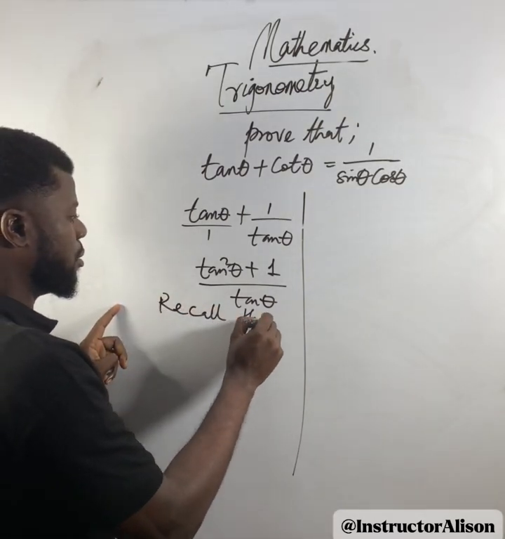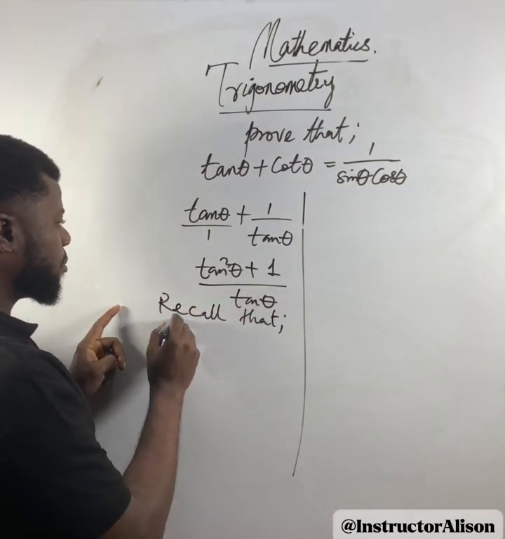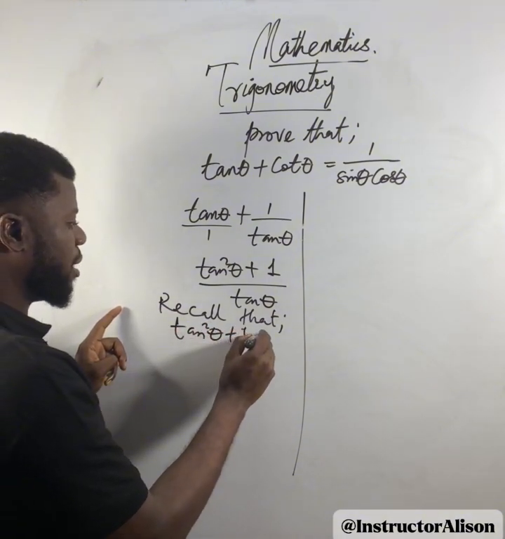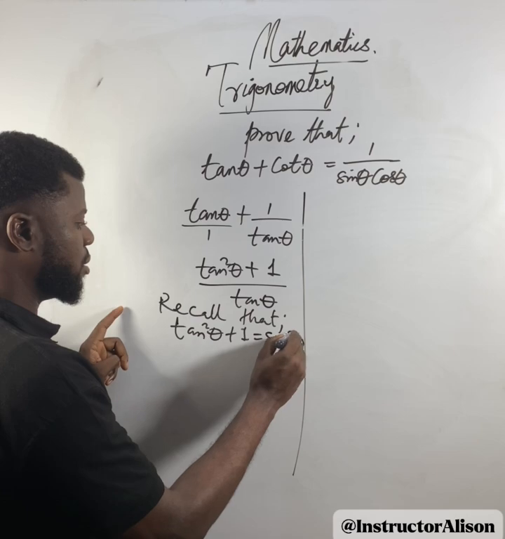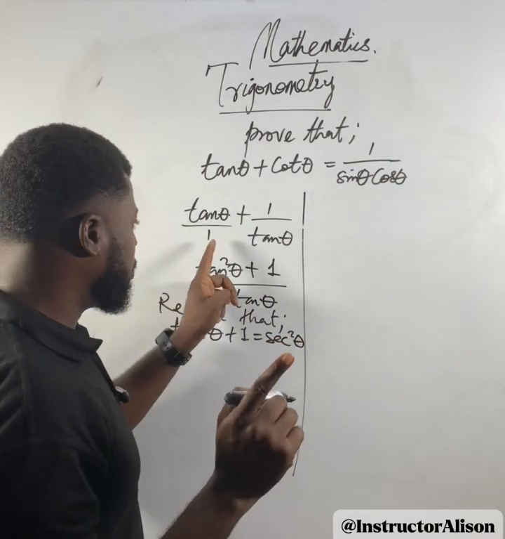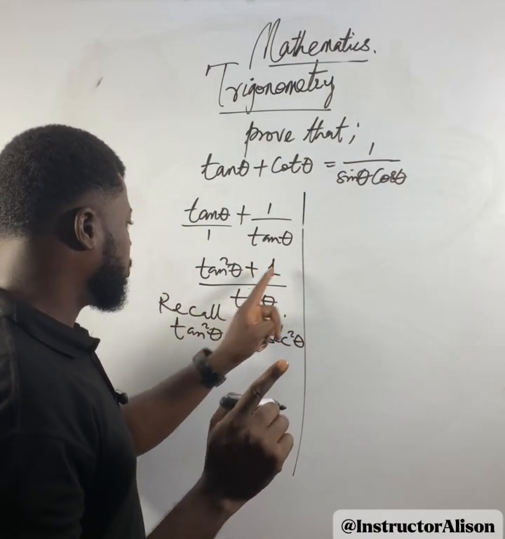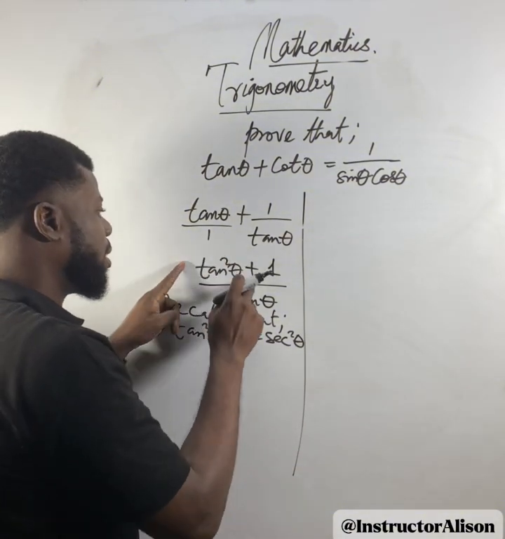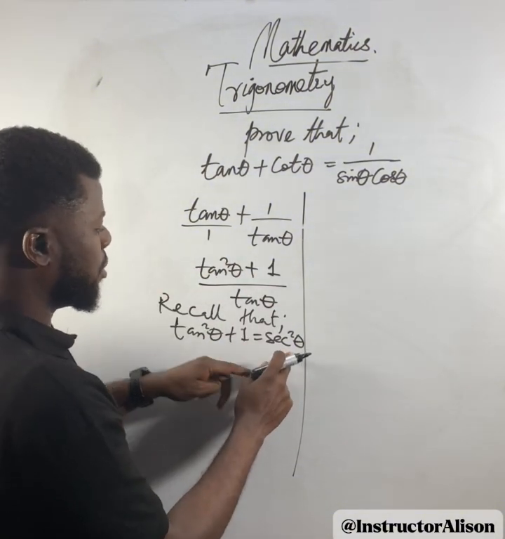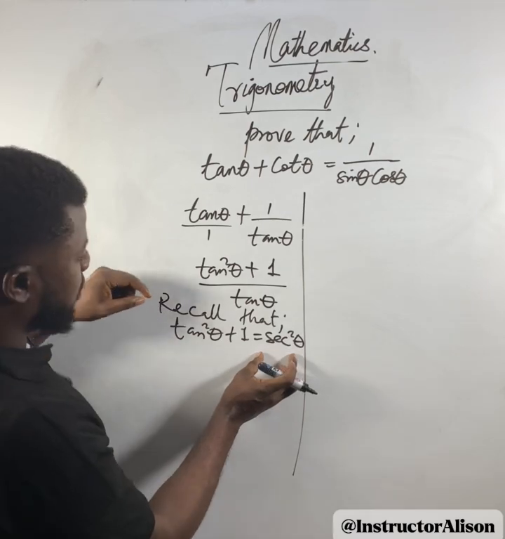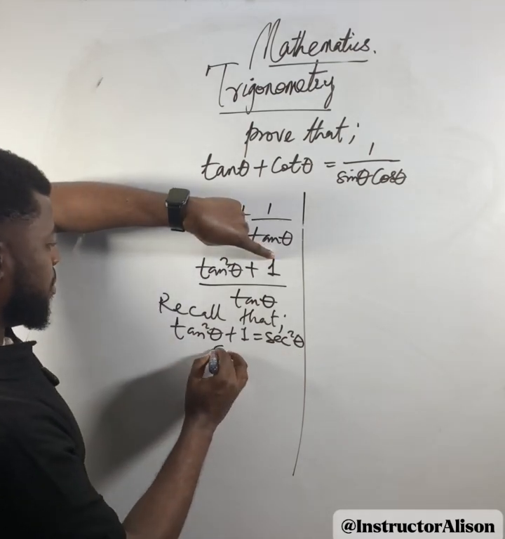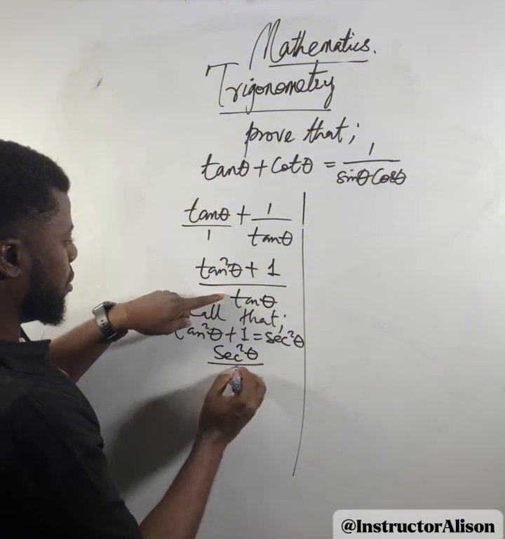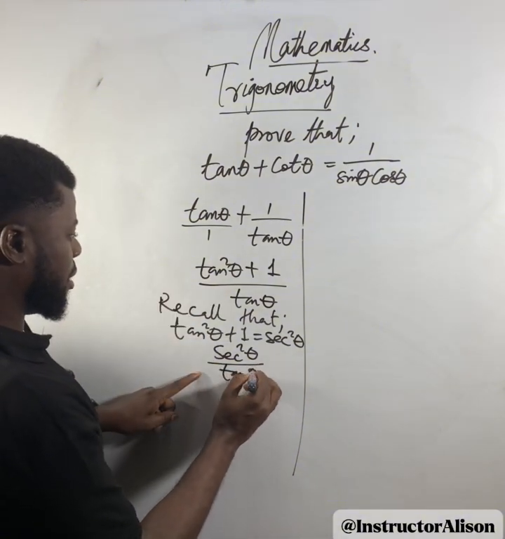Recall that tan square theta plus 1 formula equal to sec square theta. That means tan square theta plus 1 will give you sec square theta. Now that means in place of tan square theta plus 1, I will replace am with this sec square theta, because this one will give you sec square theta. So in place of this one, I will replace am with sec square theta, then over this tan theta.